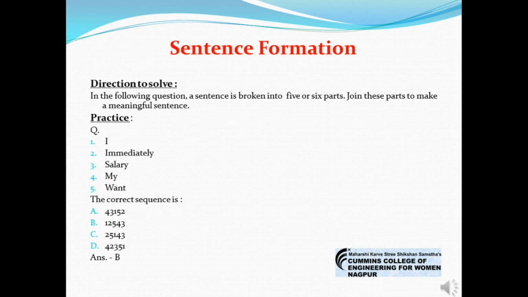Now, rearrange the numbers and make a meaningful sentence. According to the sequence, the answer B is the correct one. That is, I immediately want my salary. That is option B, 1, 2, 5, 4, 3. Rearrange it and see how the sentence will form.